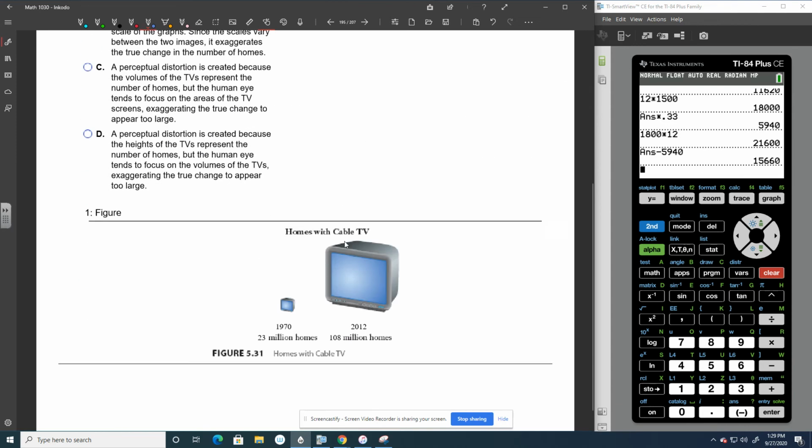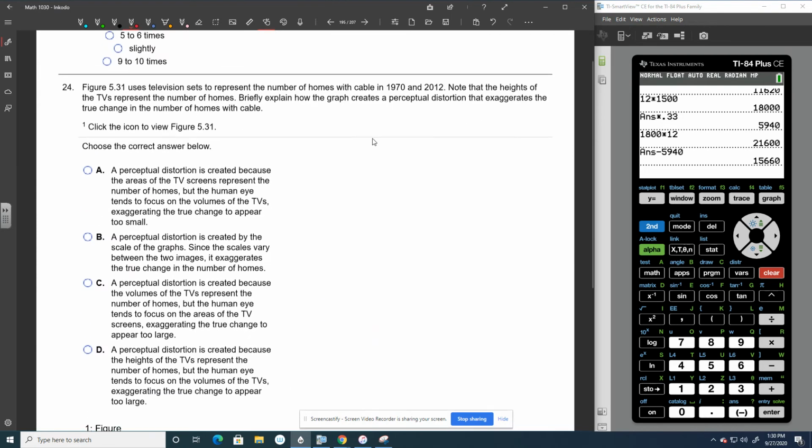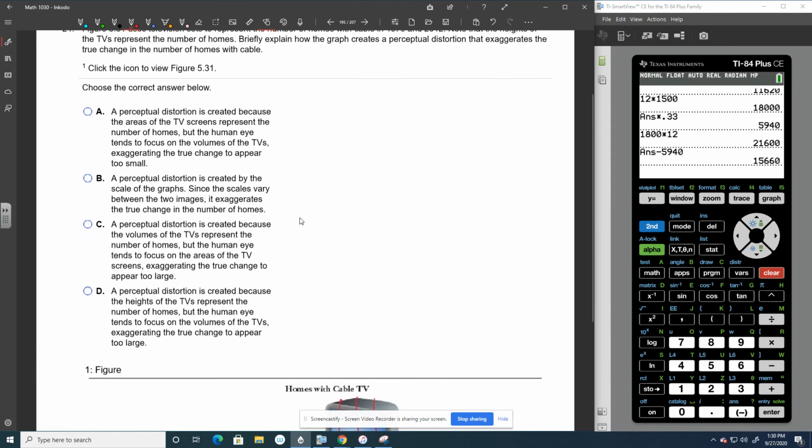And that makes it, remember, this is where they've gone from 23 to 108. That's a little more than 4 times as big. That TV is a lot more than 4 times as big. In fact, it's 16 times as big because it's 4 times as tall. Whoa, those are bad lines, Mr. Reed. It's 4 times as tall, but it's also 4 times as wide. So it's actually 16 times as big. And that's a frustrating distortion to look at. So I'm looking for something that describes that.